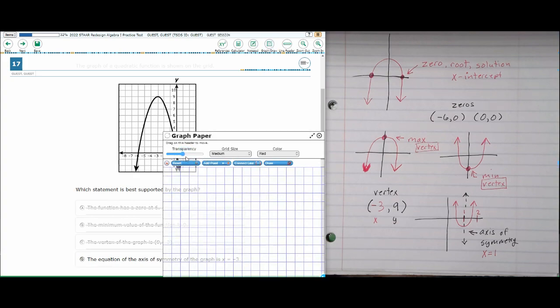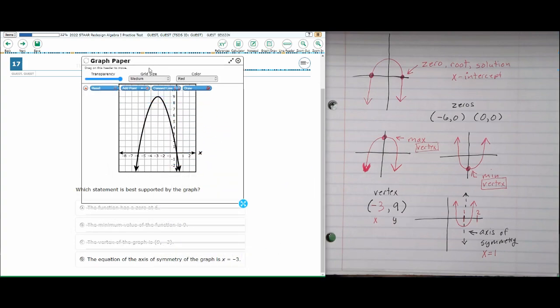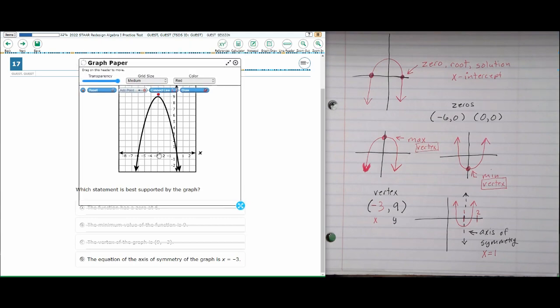And let's see, I'm going to turn down the transparency on my grid. If I wanted to actually draw a line, because notice you can go ahead and draw if you want to, put a point. And let's say I put a point here, and I'm going to connect the line. That is my axis of symmetry right there, where it cuts it in half, and it lines up with negative 3. So x equals negative 3 is true, and that is the correct answer.